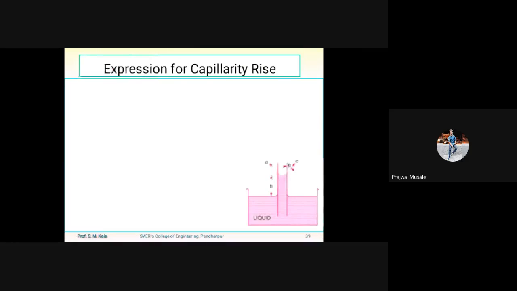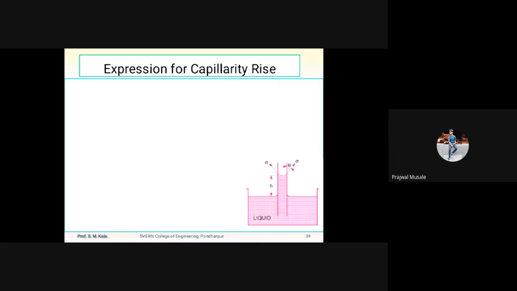So as we know, if I consider the example of water and insert a capillary tube, that means a very small diameter tube having diameter D, with both ends open, and place that tube vertically, then I will observe that the level of water inside the capillary tube is higher than the general level of the water surrounding it. That rise of water inside the capillary tube is called capillary rise.